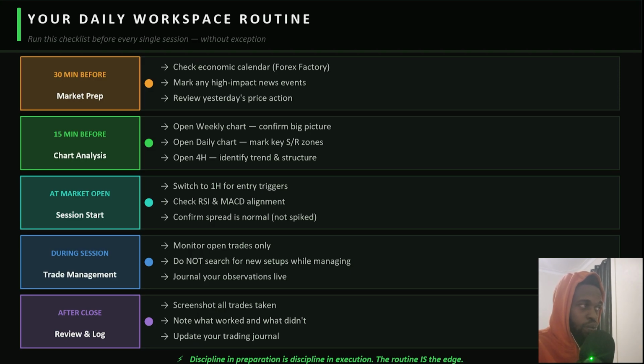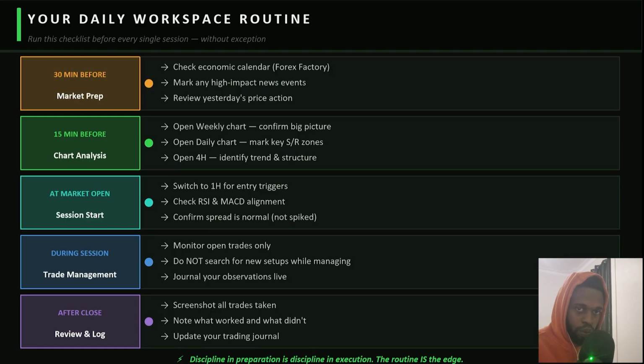Fifteen minutes before chart analysis, you can look into the weekly to see the long-term trend. You can open the daily to mark your support and resistance zones. You can open the 4 hours to see the trend. Then when the market is opening, either in London, New York, Asia or Sydney, you switch to 1 hour for entries. You can check your RSI, MACD, Alligator, Bollinger Bands, all those confluences, to see the market direction at the open.